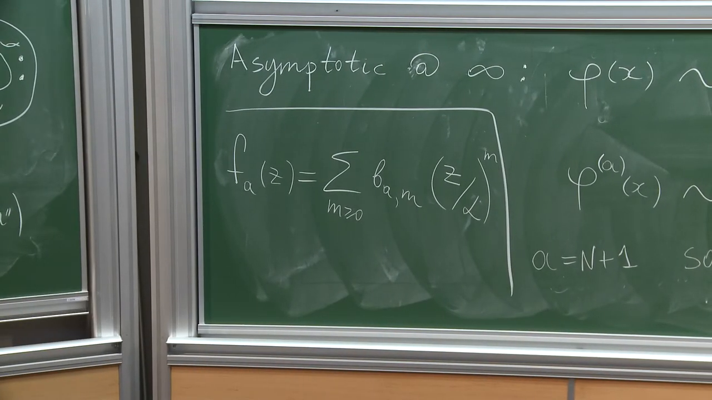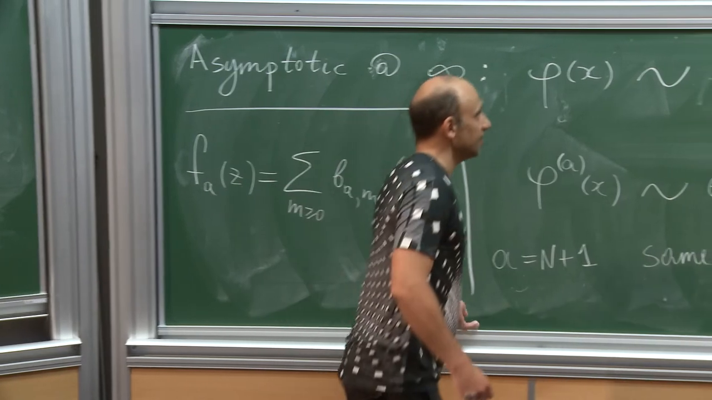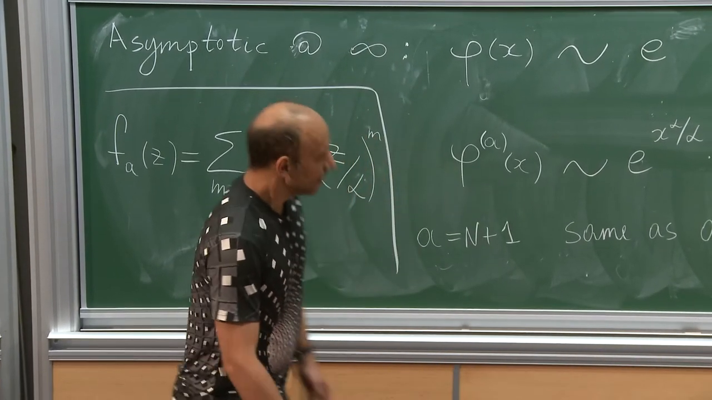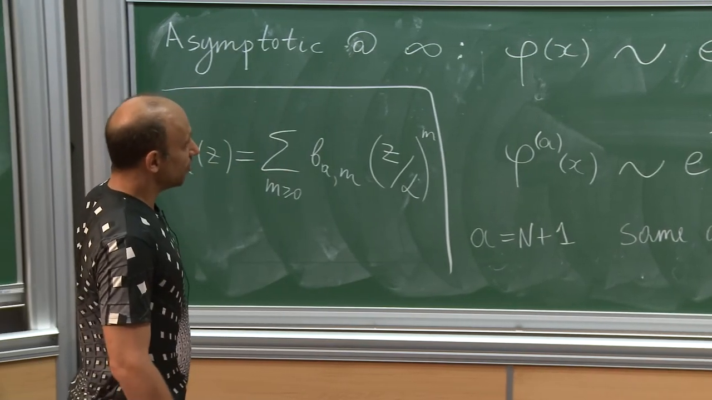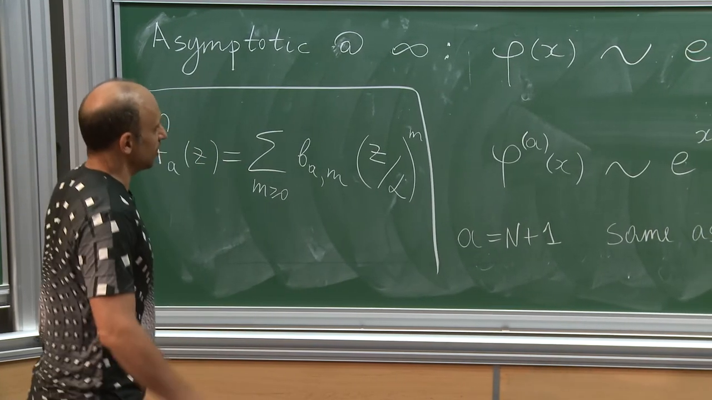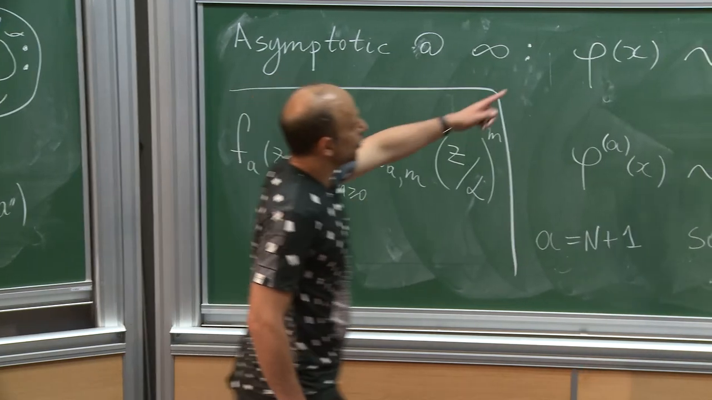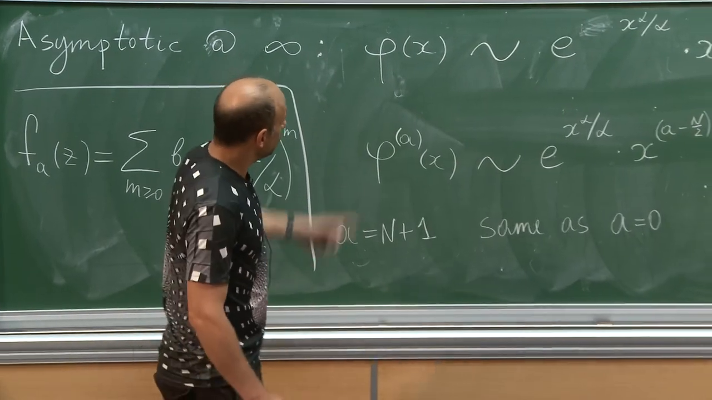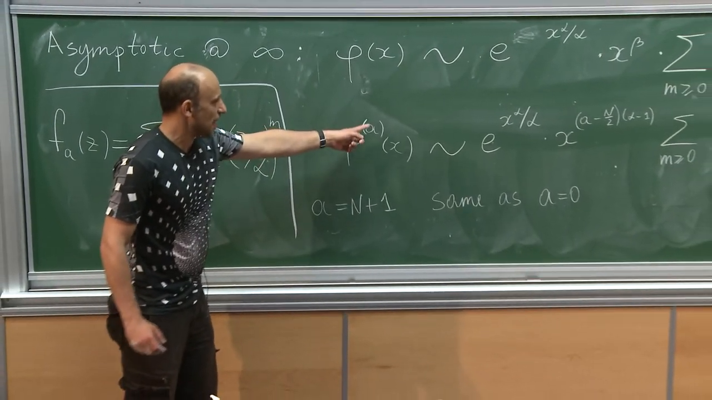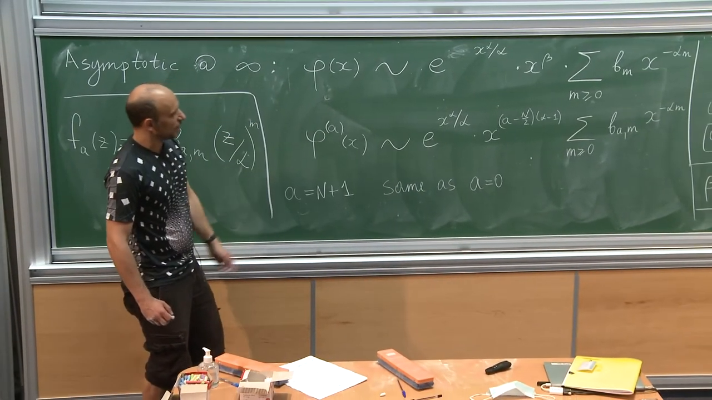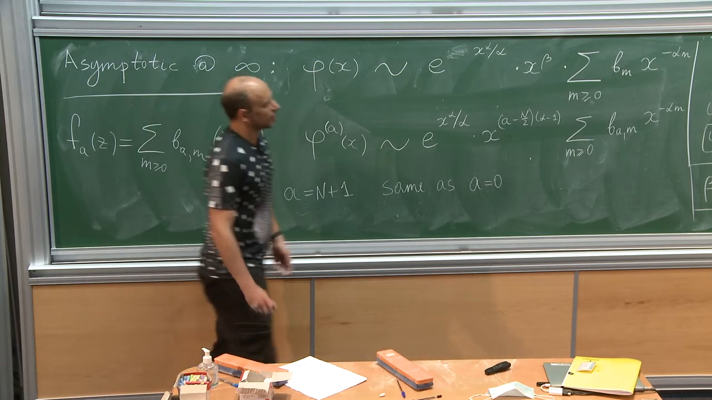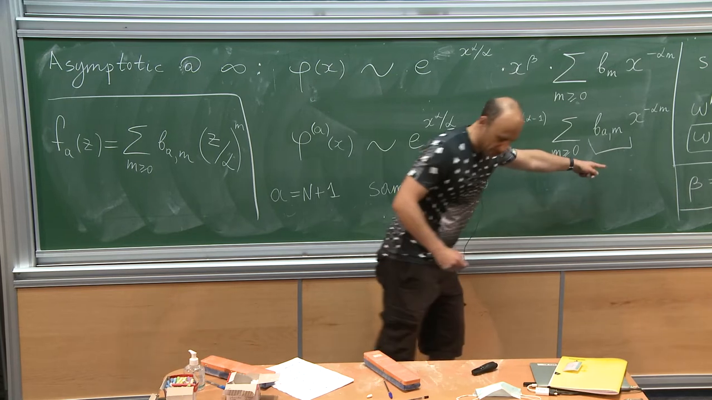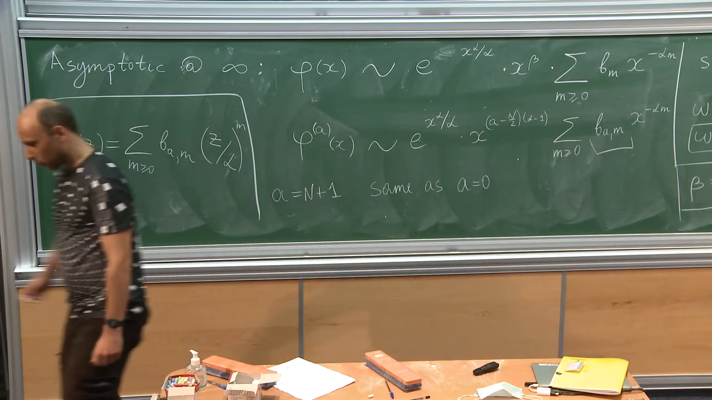So I have 5 minutes left for some examples. I think it will be quite useful because this is a little bit abstract. So before giving the examples, let me just sum up. So here you have this asymptotic expansion and its derivatives. When you differentiate the a-th derivative and find the derivative a plus 1, that automatically gives you a relation between these numbers b_{a,m} and the next sequence of numbers b_{a+1,m}.